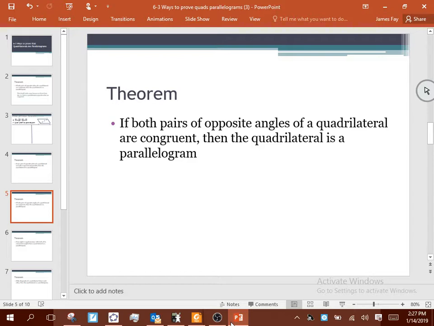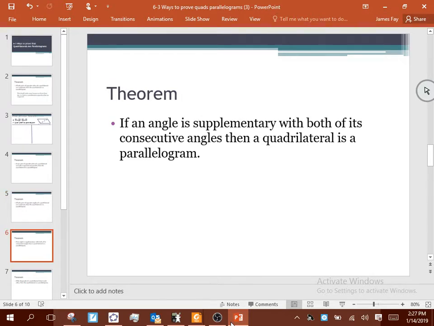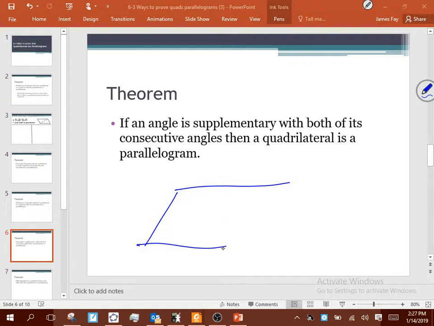Now, in using this theorem in the coordinate plane, that's very hard because we have trouble finding our angle measurements right now, since we haven't talked about sine, cosine, and tangent yet. This is another one. This one's hard to show, and I'm not going to show it on GeoGebra. I'll just show it with the picture here. If an angle is supplementary with both of its consecutive angles, then the quadrilateral is a parallelogram.